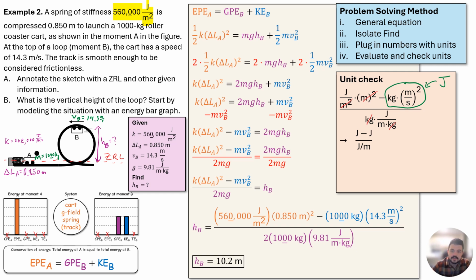Let's make sure we know where each of those comes from. The joules in the top right comes from that expression. The joules in the top left come from that joules there. And the joules per meter in the denominator come from right there.